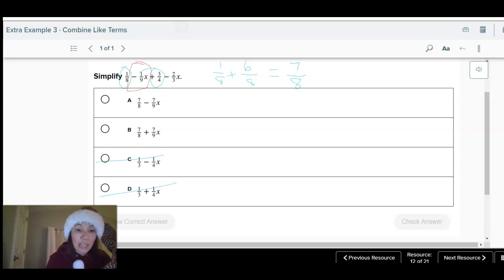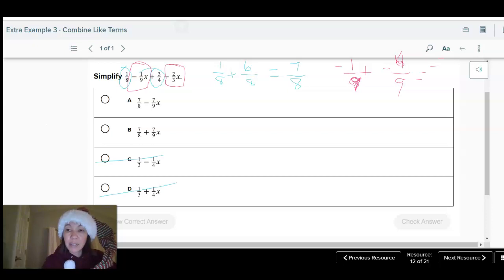Now, negative 1/9 x and negative 2/3 x. I'm going to add negative 1/9 plus negative 2/3, which is negative 4/9. No, negative 6/9. Sorry, we would multiply by 3/3. And again, we're adding these two terms together. If they're like terms, we're adding them together. So we're adding a negative 1/9 plus a negative 2/3. So negative 1/9 plus negative 6/9. A negative plus a negative, I add those to get negative 7/9. So this would be negative 7/9 x. So our correct answer here is answer choice A.